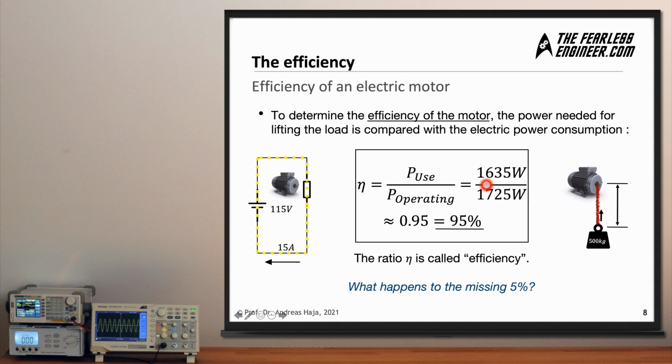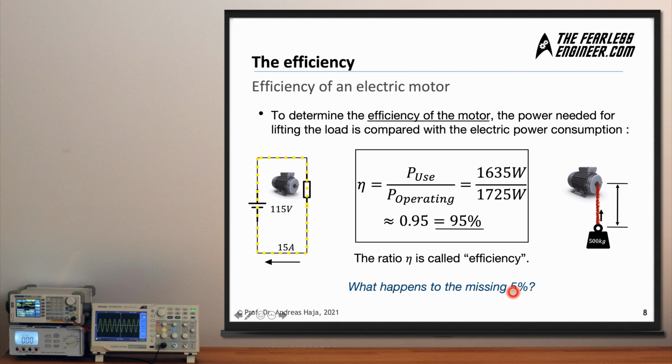And by computing this ratio, we arrive at a value of 0.95, which is roughly this value here, which gives us the information that the energy conversion efficiency of this particular motor here is at 95%. This is the energy conversion efficiency, or short efficiency, of this particular motor here.